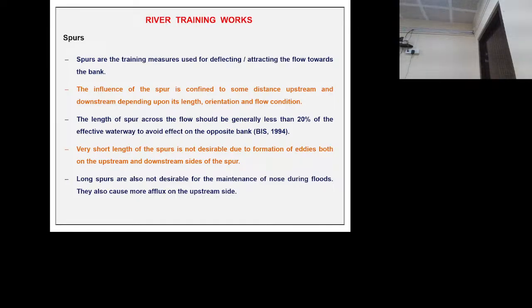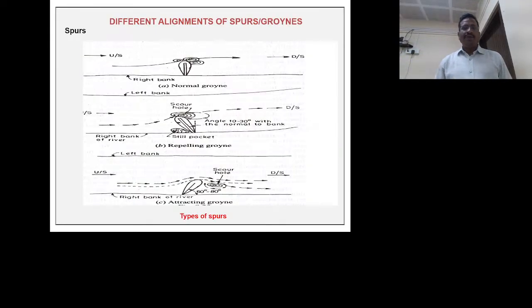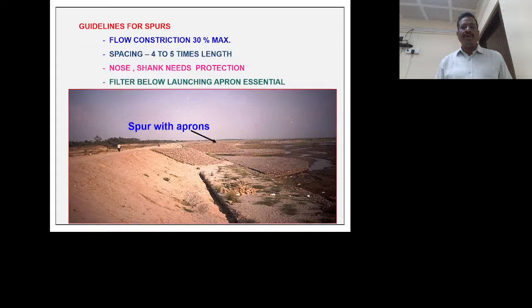A series of spurs is also used to divert the water from the banks. In this case, the spacing should be 2 to 3 times the length of the spur. Here you can see the normal spur, the repelling spur, and the attracting spur. I just explained all three types of spur. The construction should not be maximum 30%. Spacing is 4.25 times the length. This is very important.